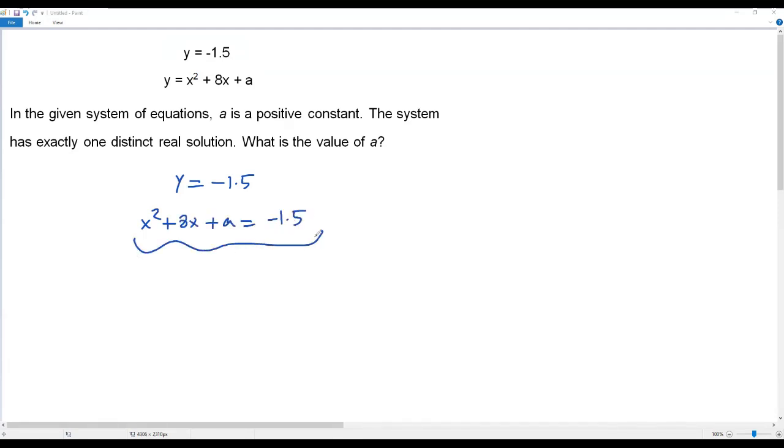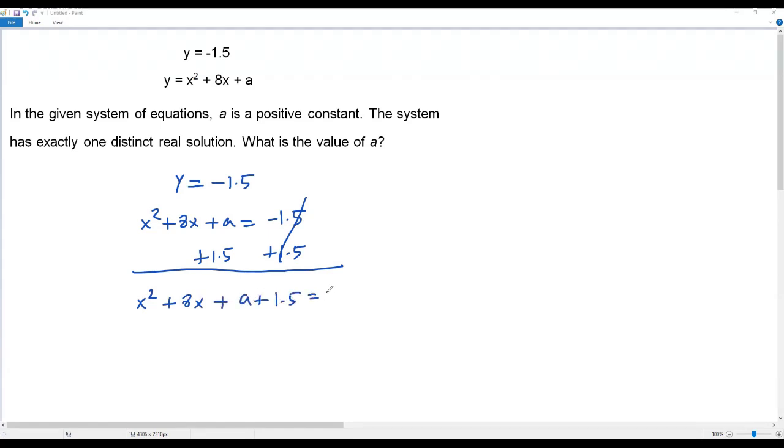Now I have a quadratic equation in the variable x, but it's not in standard form. Standard form means we must have everything on the left side and 0 on the right side, but here we have negative 1.5. So I have to add 1.5 to both sides. When I do so, the negative 1.5 and positive 1.5 cancel out. I'm getting x square plus 8x plus A plus 1.5 equals 0.